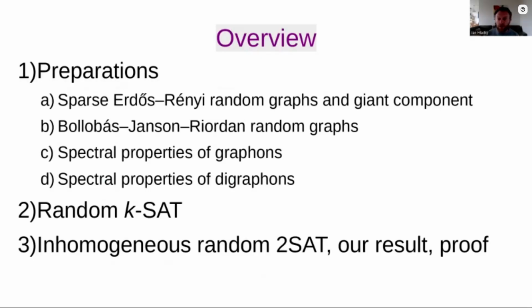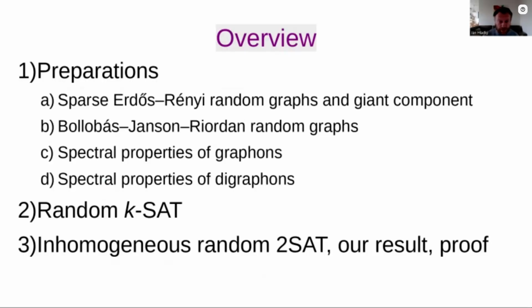And here is the overview of the talk. It will have 3 parts. In the first part, I will try to give some sort of graph theoretic preparation. So I will talk about inhomogeneous random graphs. I will talk about spectral properties of graphons. So these are things which have been well known, well studied for 2 decades at least.